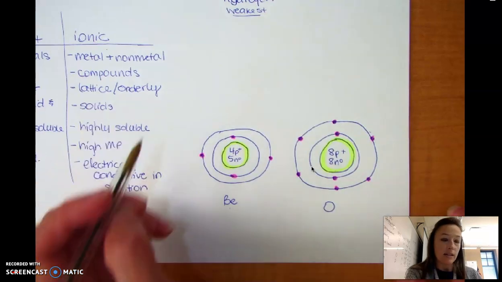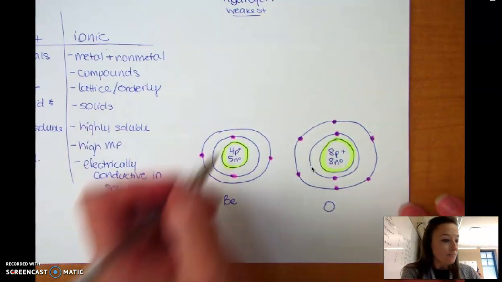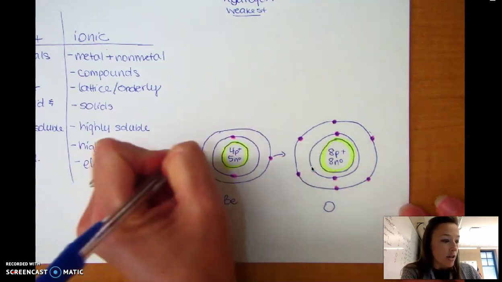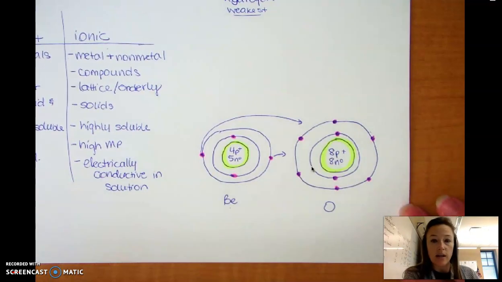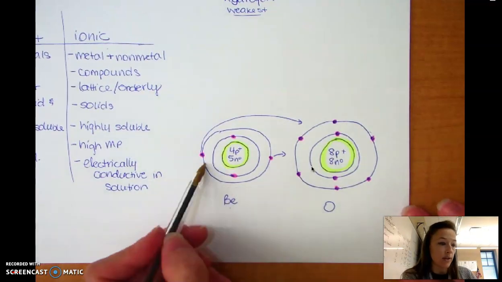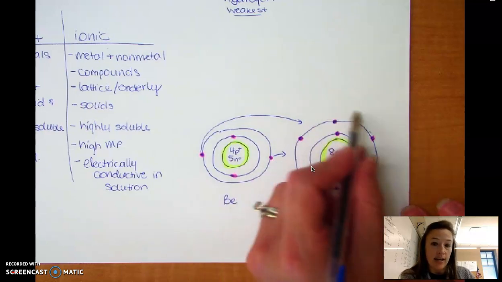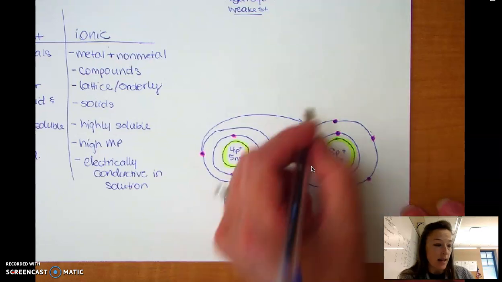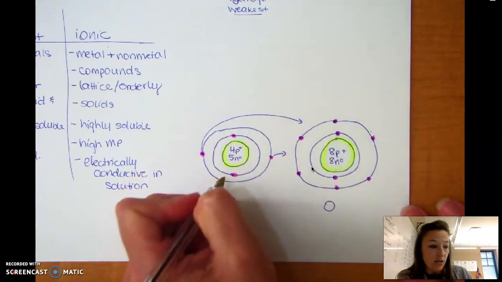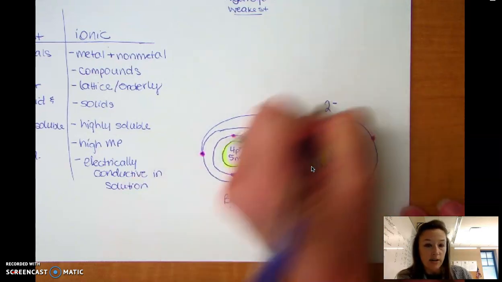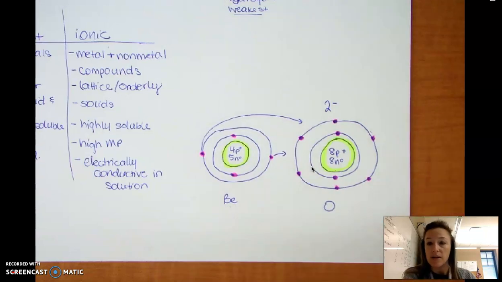So what happens is beryllium and oxygen make a deal, and beryllium says, sure, you can have my electrons. And so those 2 electrons from beryllium's outer energy level go over to oxygen, and that's going to give oxygen 8 in its outer level, so oxygen's going to be happy. But also, because these are negatively charged, it's going to give oxygen a charge of -2.